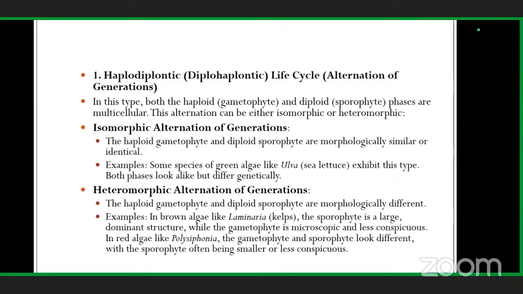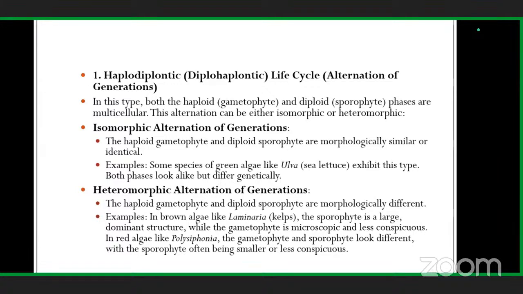Both the haploid gametophytic stage and the diploid sporophytic stage are morphologically, meaning in outer appearance, similar or identical. Examples are some species of green algae like Ulva, also known as sea lettuce, which exhibit this type of alternation. Both phases look alike but differ genetically. If you see the genetic composition, it will be different, but morphologically, that means the outer appearance, will be similar in isomorphic alternation of generations.